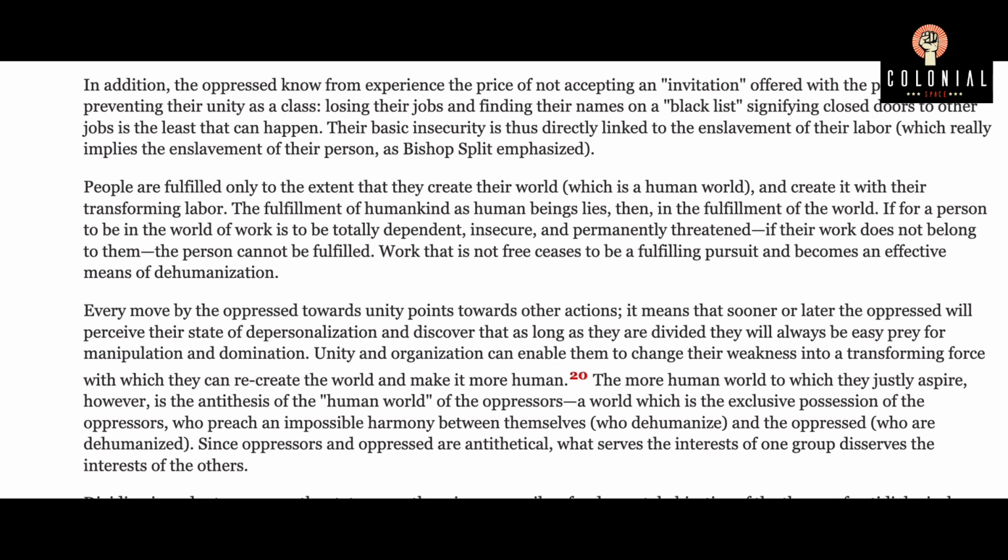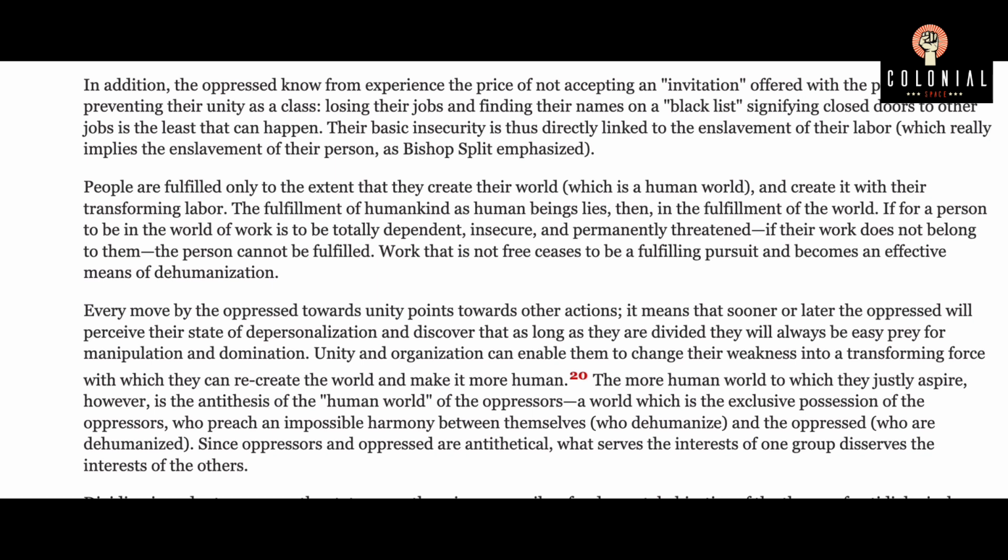It means that sooner or later the oppressed will perceive their state of depersonalization and discover that as long as they are divided, they will always be easy prey for manipulation and domination. Unity and organization can enable them to change their weakness into a transforming force with which they can recreate the world and make it more human. The more human world to which they justly aspire, however, is the antithesis of the human world of the oppressors, a world which is the exclusive possession of the oppressors, who preach an impossible harmony between themselves, who dehumanize, and the oppressed, who are dehumanized.